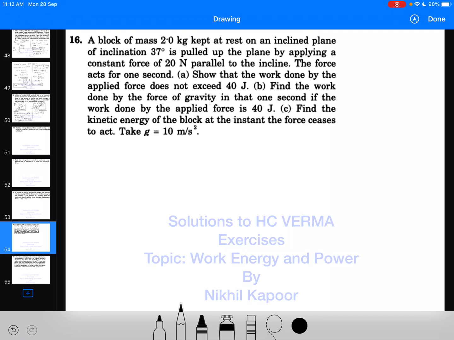The 16th question. And what is said here in this question? A block of mass 2 kg kept at rest on an inclined plane of inclination 37 degree. Okay, so let us suppose this is an inclined plane and its inclination is 37 degree, and the block is at rest on the inclined plane.